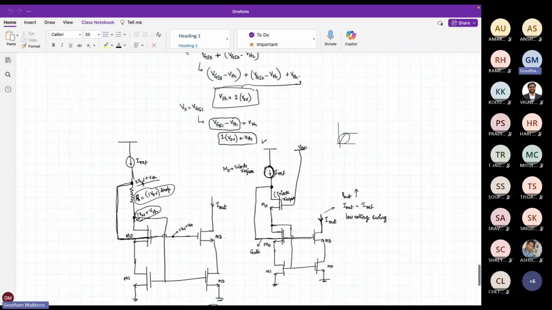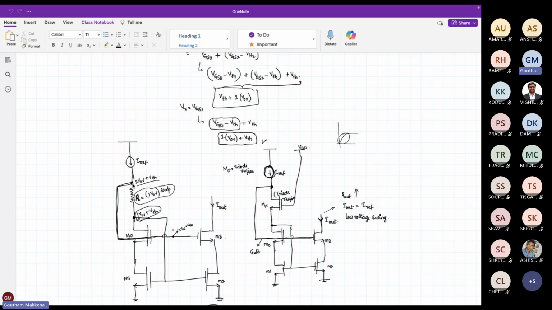See this point, what is this point? We want 2 overdrives plus VTH, and this node is 1 overdrive plus VTH. So the drop across this resistor is 1 overdrive. 1 overdrive is what we calculated to be 100 millivolts, right? And the current through this resistor is 234 microamps. So what is the R value? R is equal to V by I, so 100 milli divided by 234 microamps. That will give some value. So that is how you calculate R.